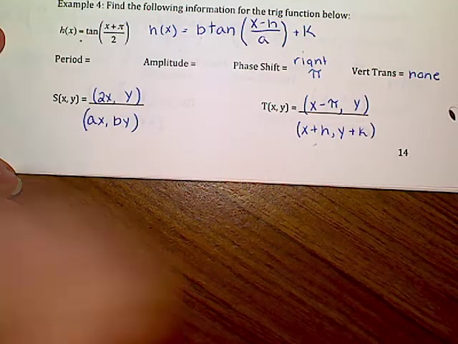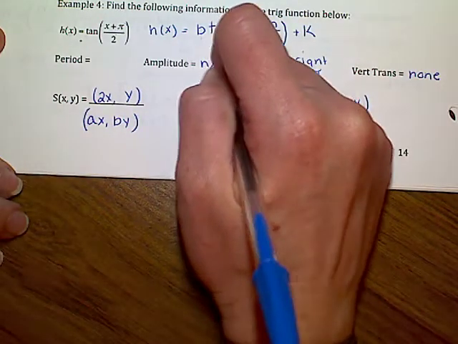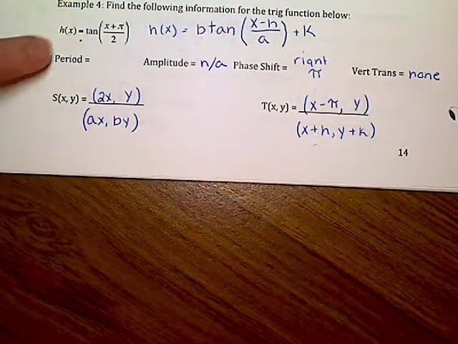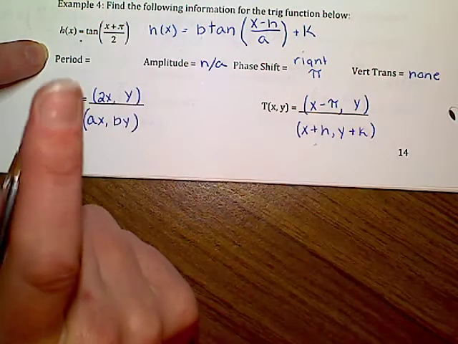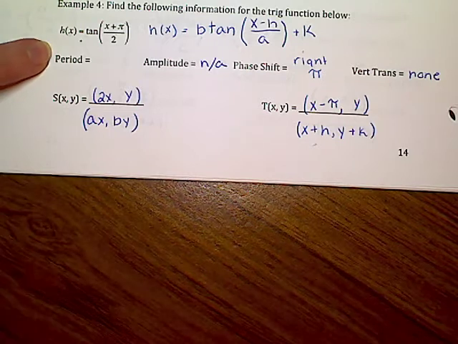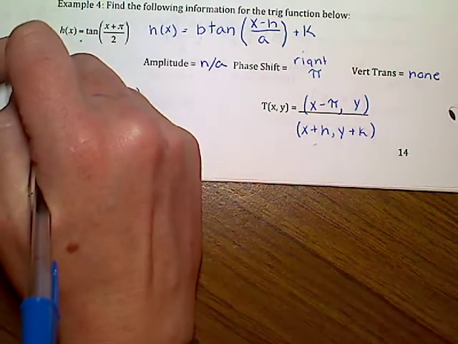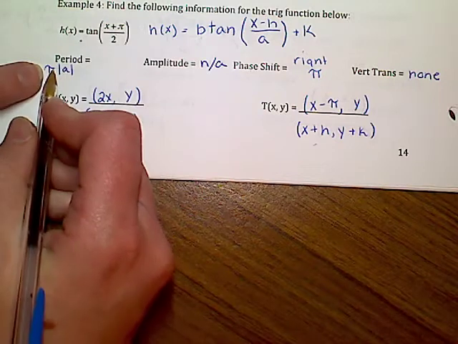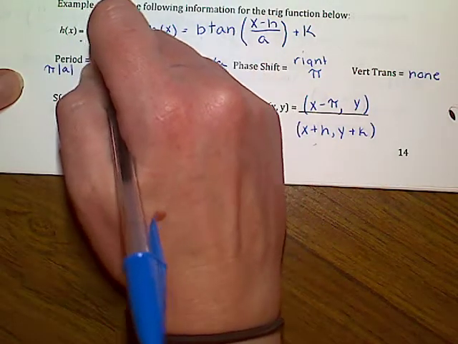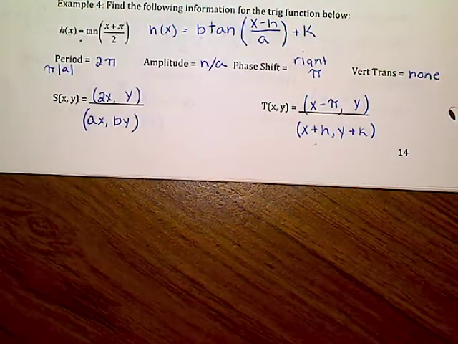Amplitude, that is a trick question. Tangent doesn't have amplitude. The period for tangent, also kind of tricky. Unlike cosine and sine that have a period of 2 pi, tangent starts with a period of pi. Now, we still change it in the same way. We're going to take pi times the absolute value of a. So pi times 2 is 2 pi. So we got all of our stuff.